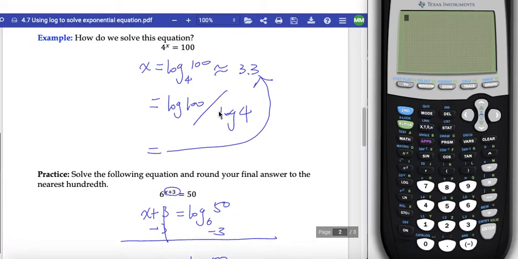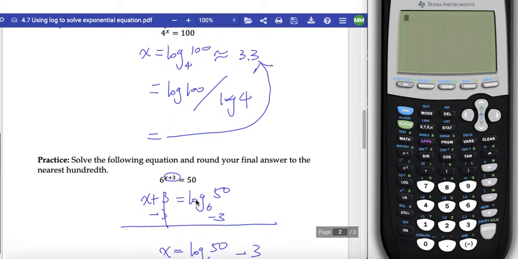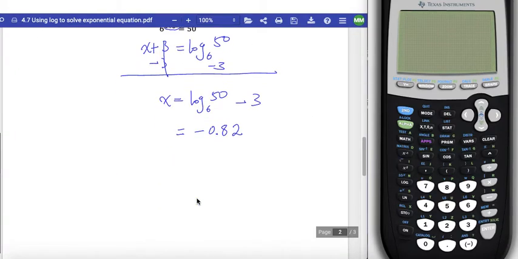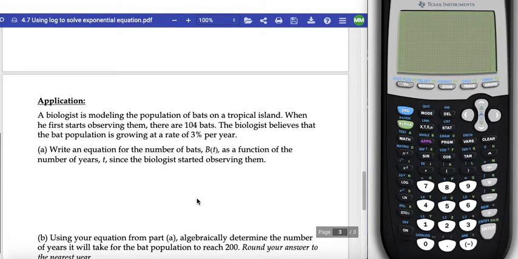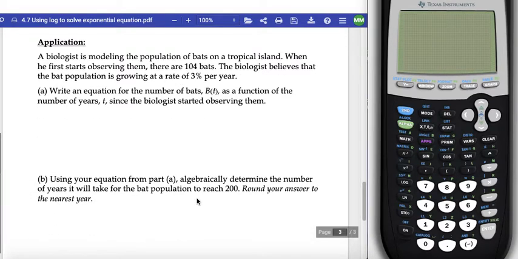In the previous video, we used this new tool, log, to solve this kind of equation, which in some cases we cannot solve using the common base method. So in this video, we are going to look at a new application problem, and we are going to use the idea of log to solve it. Let's work on this together.